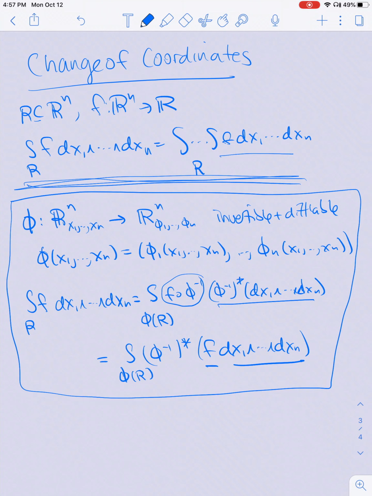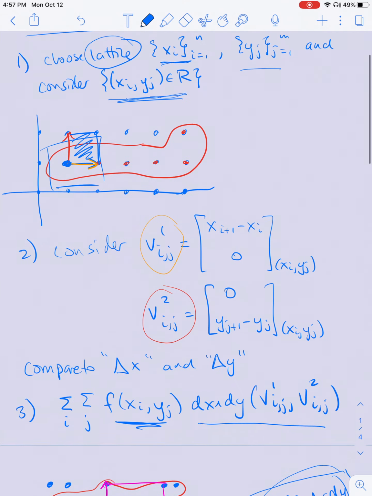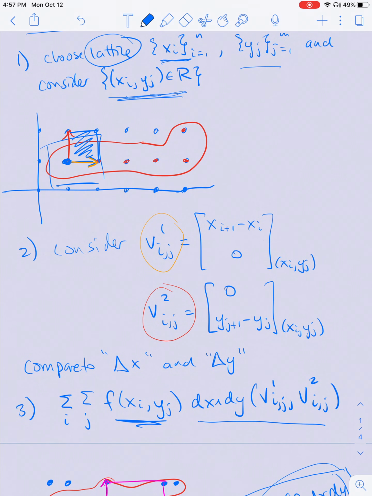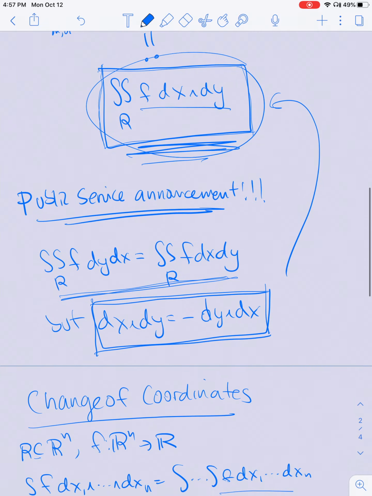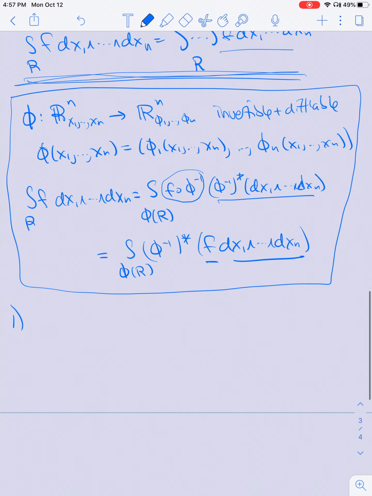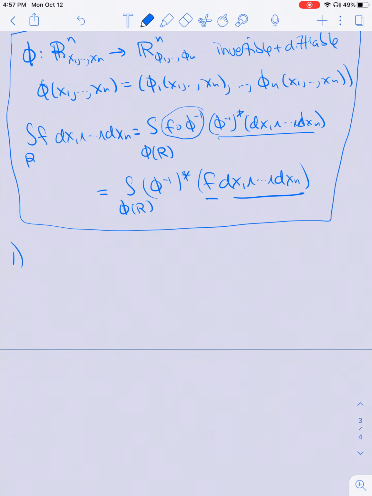Okay, so we're going to prove it by basically going through our Riemann sum procedure that we did to prove how to integrate just a regular function on R2. We're going to go through that and explain how this formula continues to work in that setting. So first of all, we're going to have to choose a lattice of points. This gets a little bit more complicated, but we're going to choose a lattice of points.